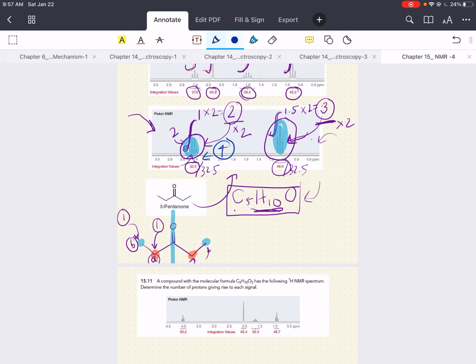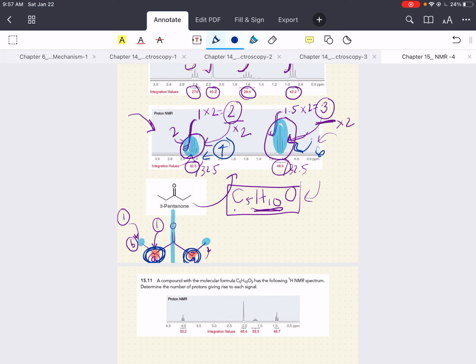4 hydrogens are giving off this signal. Those are this one and this one. And 6 hydrogens are giving off this signal. Those are the 2 methyl groups at each end. So having our NMR and having our molecular formula as well is really going to help us figure out exactly how many hydrogens are giving off each signal. That's going to be a very useful piece of information.